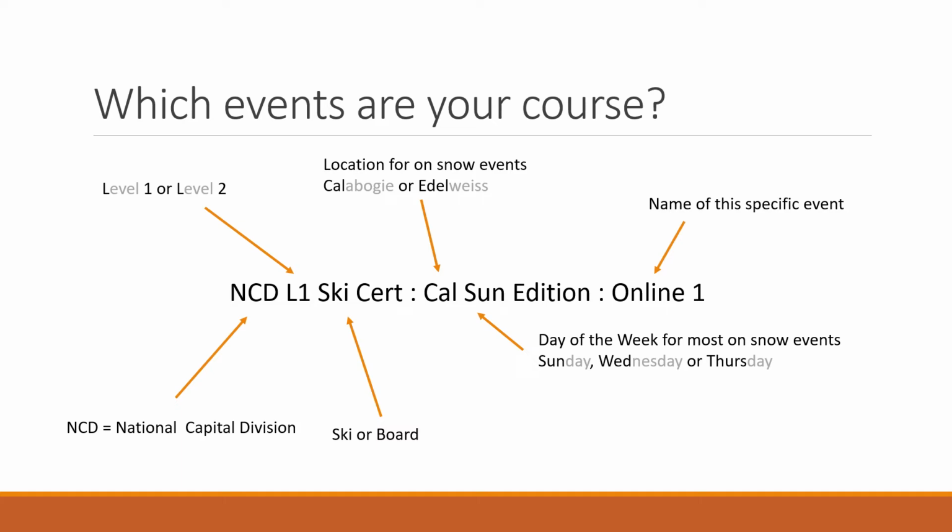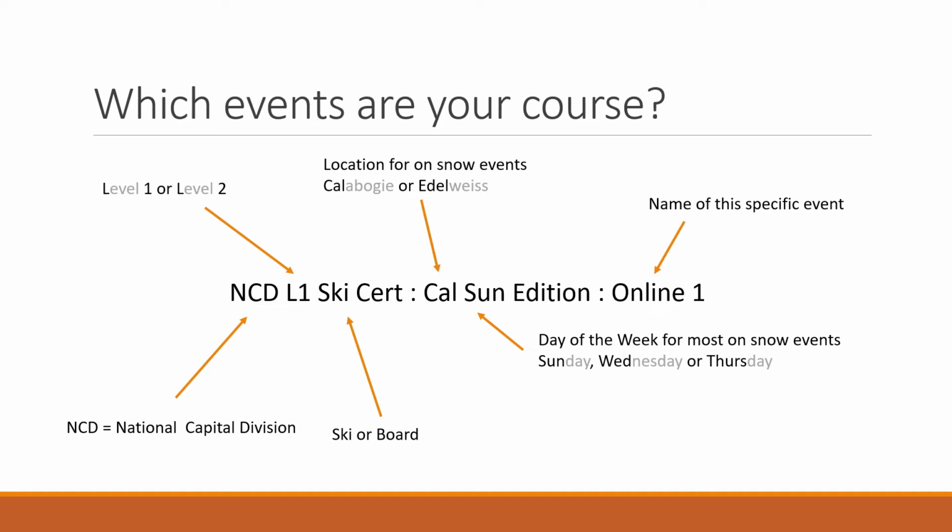They all start with NCD, at least the ones for National Capital Division, so you should be looking for one of those. The next element is the level, either L1 for level 1 or L2 for level 2. Then is it a ski course or a board course? Always the word cert because they are certification. And then the location for your on-snow events, which is either Cal for Calabogie or Adel for Edelweiss.